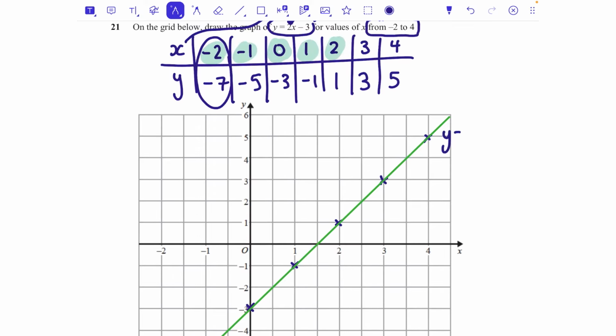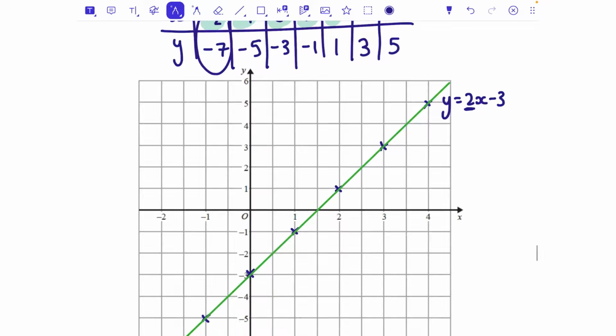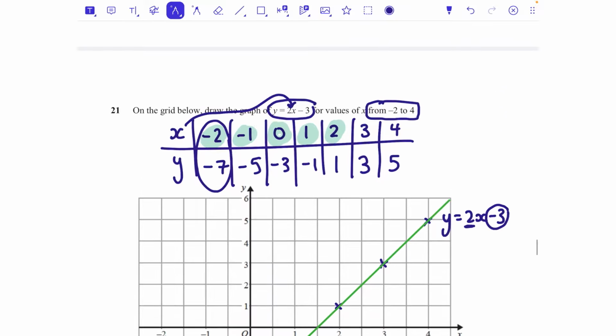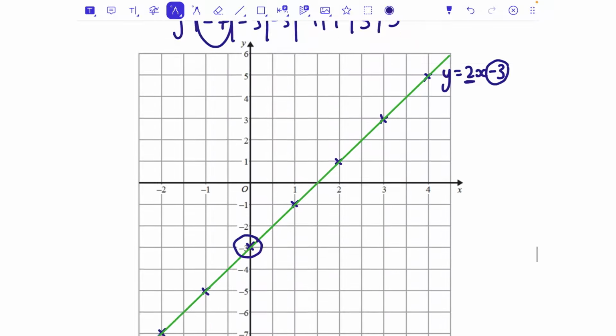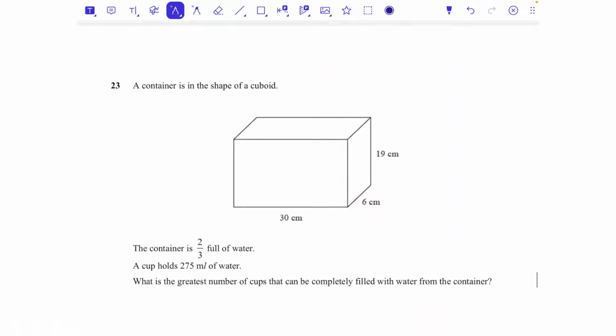Some of you may also know that there are 2 pieces of information here. The gradient is 2, the steepness is 2, we're going up in 2s. That's the number in front of the x. And the other number is called your y-intercept, and that is just where it crosses the y-axis. So you might use that to help you as well. But there we go, 4 marks usually for that. Oh, only 3 marks on that one. Outrageous. We'll take it though.